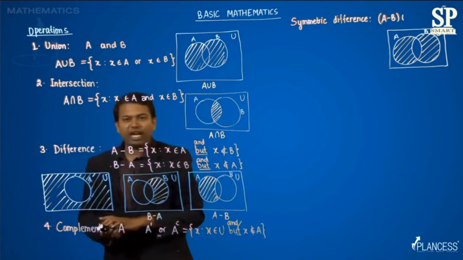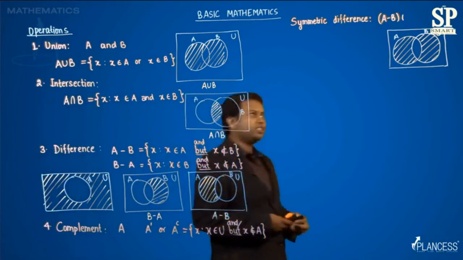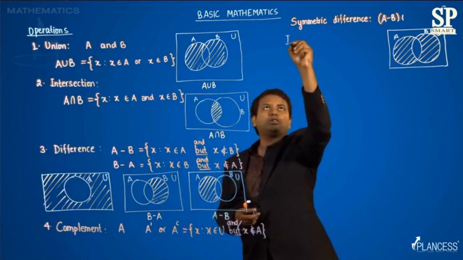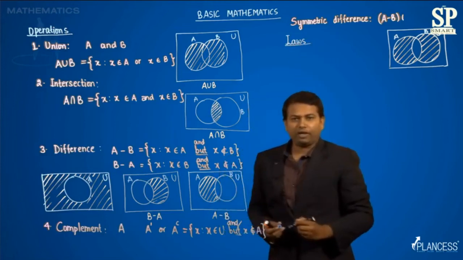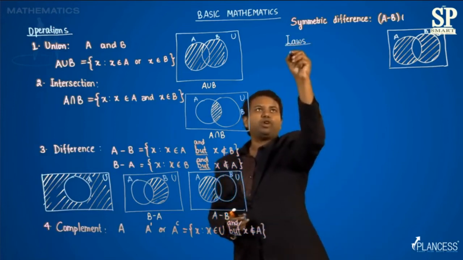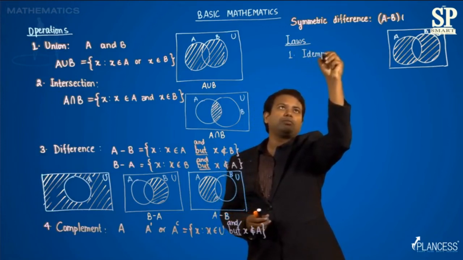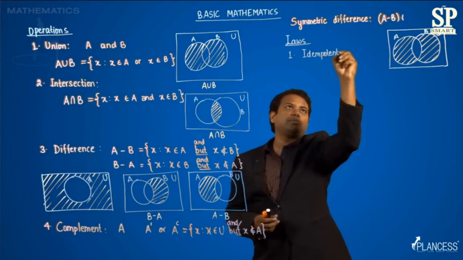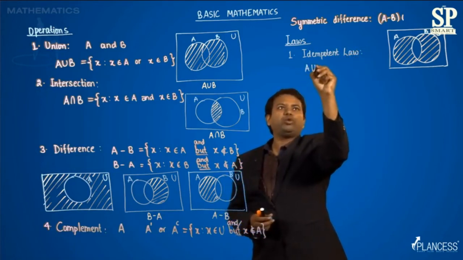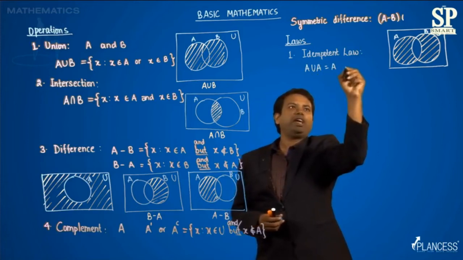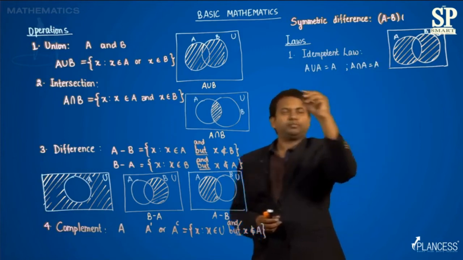So now that we have understood about the operations, it is now time that we discuss some important laws related to sets. So the first law is the idempotent law. According to this law, A union A is equal to A, and A intersection A is also equal to A.